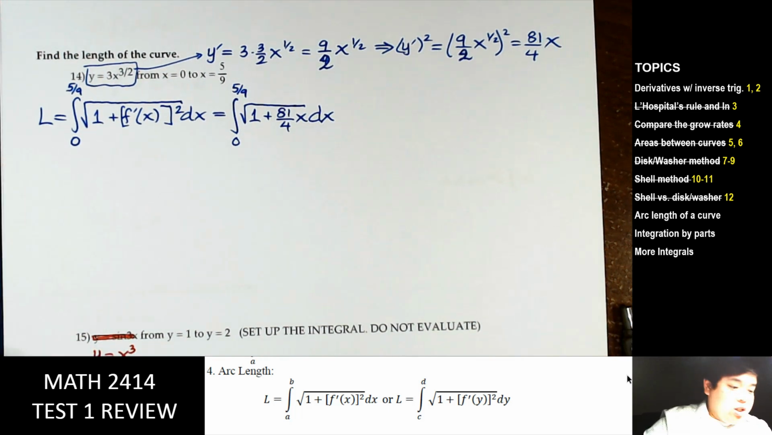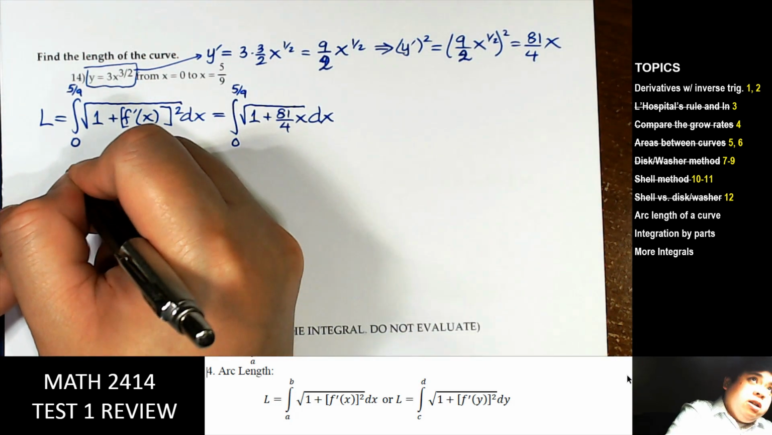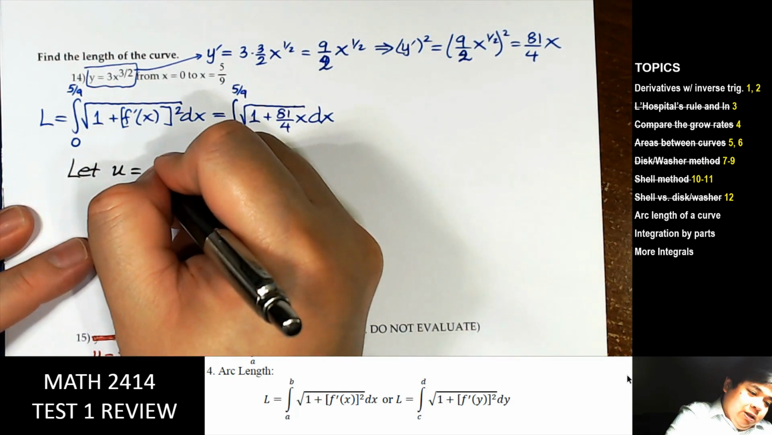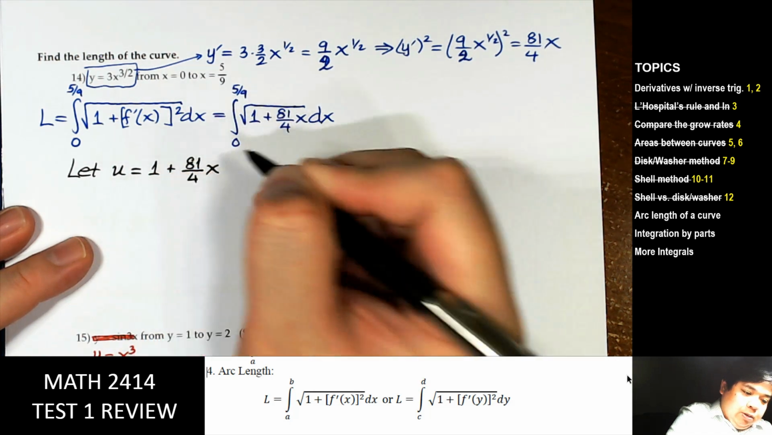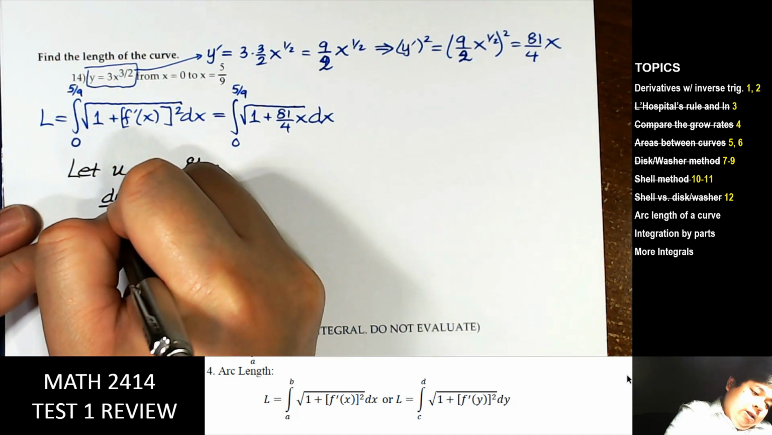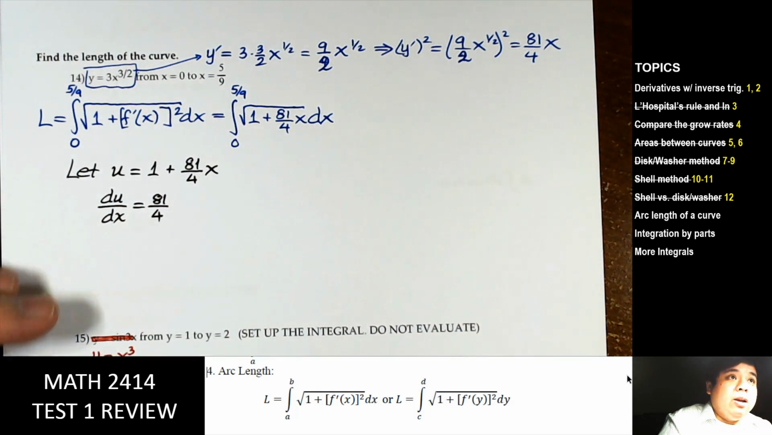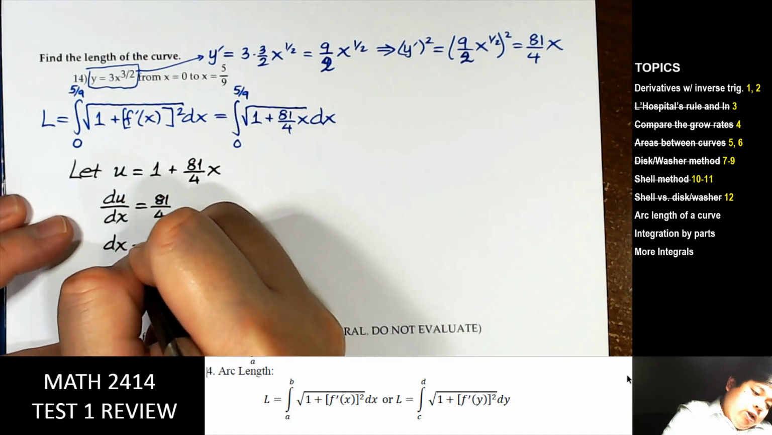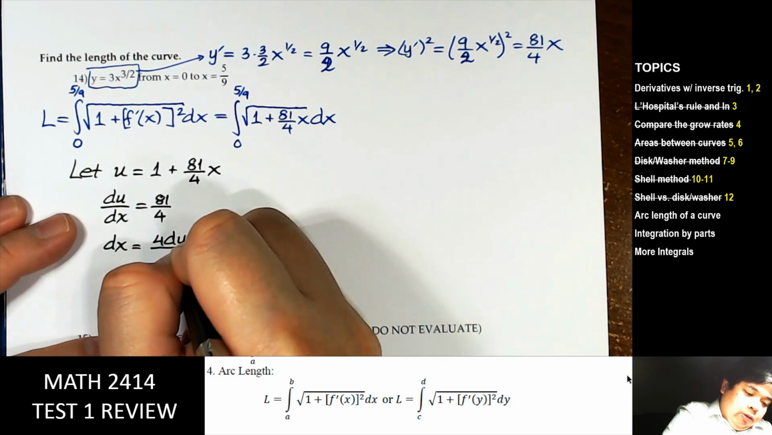Right. We use substitution here. I will let u equal 1 plus 81 over 4 x. And then we'll take the derivative, and then solve for x. So dx equals 4 du over 81.